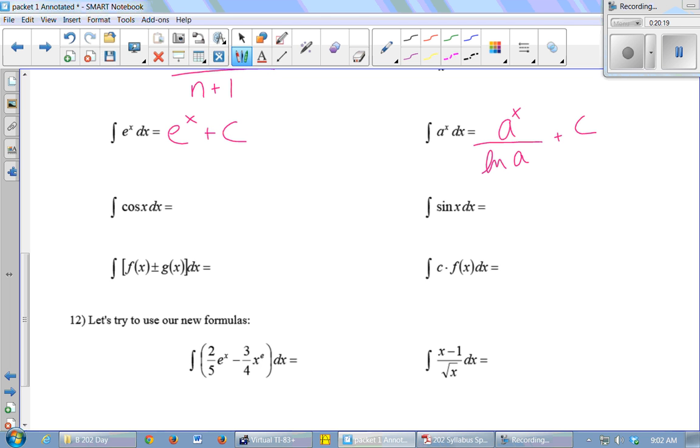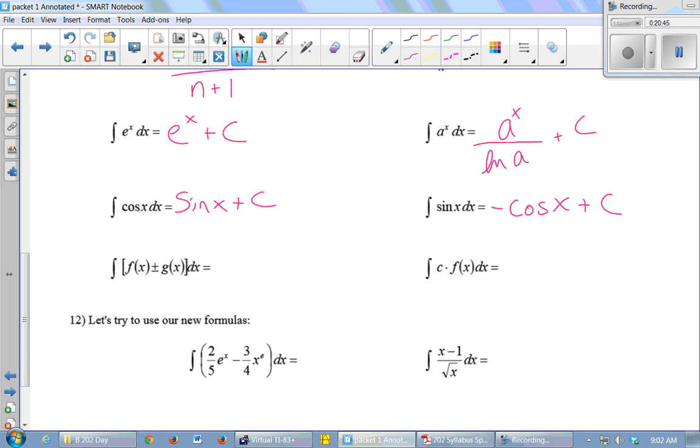How about a function whose derivative is cosine x? Sine x. A function whose derivative is sine of x? Negative cosine x, because the derivative of cosine is negative sine. So if we want the derivative to come out positive, we throw a negative in front.